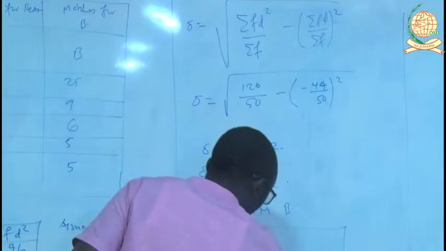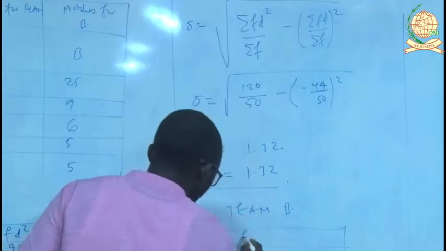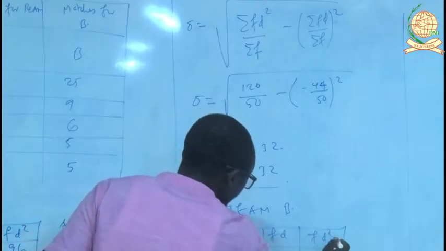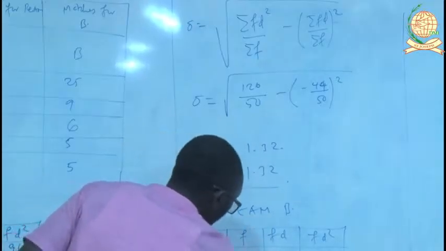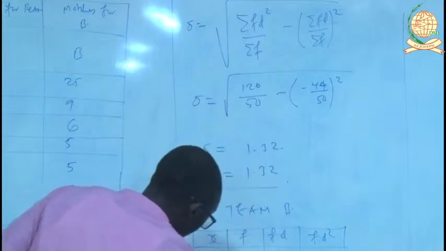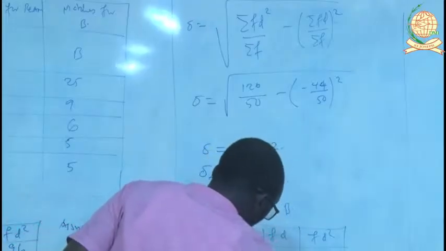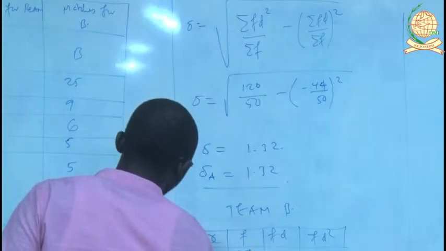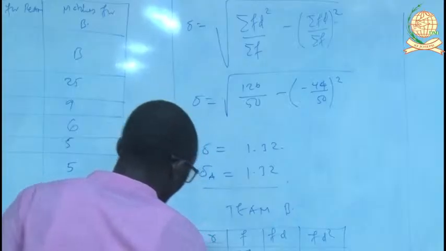And again, you do the same thing for team B. You construct a small table there and check the results. These are the frequency, the x, the column f of D, and the column f of D squared. The x's, we had 0, 1, 2, 3 and 4, and then the sum of the columns after adding the terms. For team B, the frequencies were 25 for 0, 9 for 1, 6 for 2, 5 for 3, and 5 for 4.